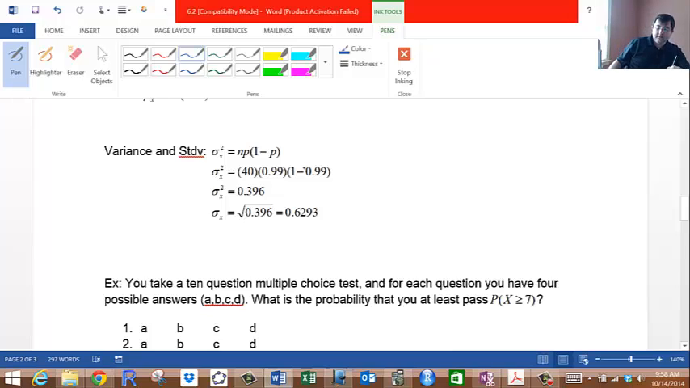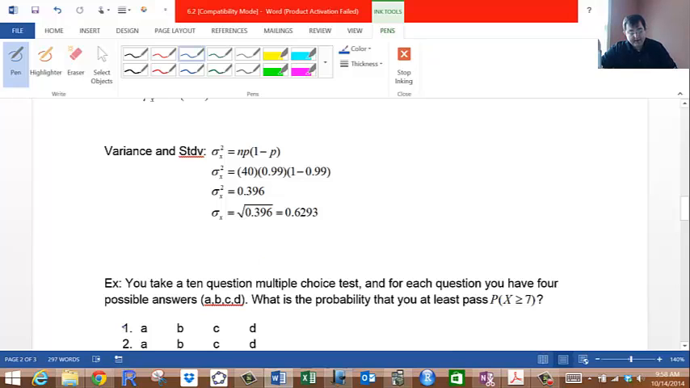All right, so let's take a look at this example that we just did. I kind of gave you the parameters. And so now we're going to look at an application problem where we have to come up with the parameters on our own. So let's say that we take a 10-question multiple choice test, and for each question we have 4 possible answers, A, B, C, D. What's the probability you at least pass?